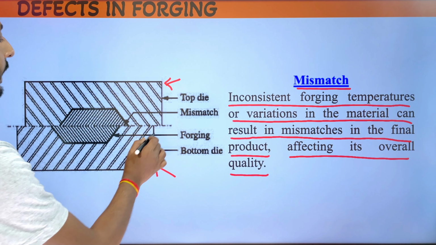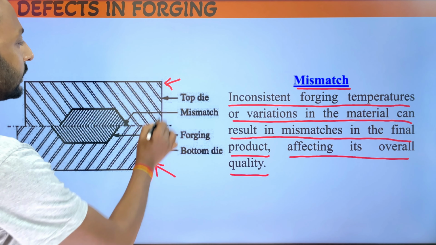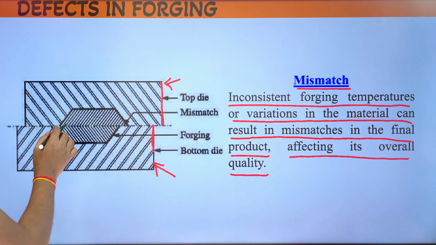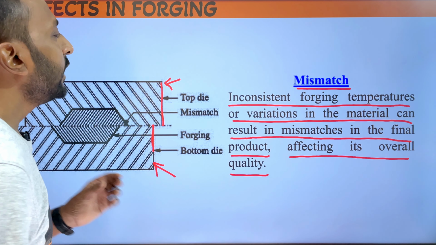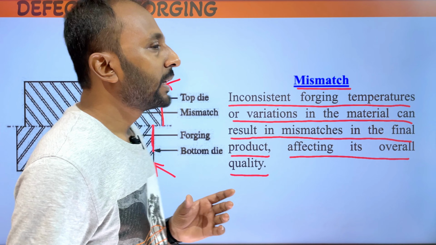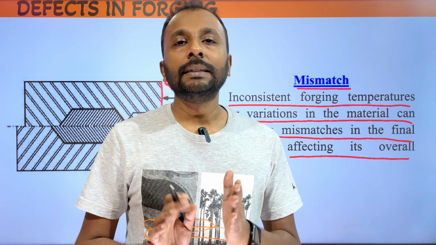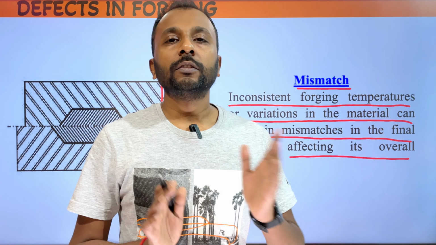Here we can see the alignment is not perfect, so the product will be a defective product. This is called mismatch. If we want to get rid of mismatch, then we have to align the two dies perfectly.